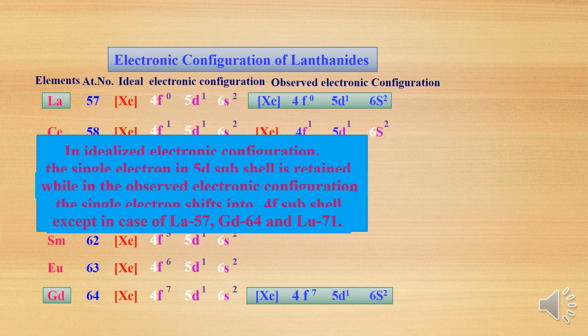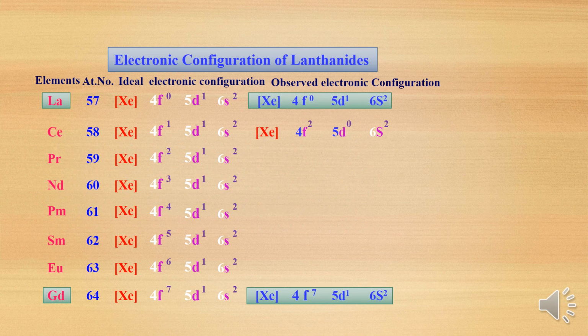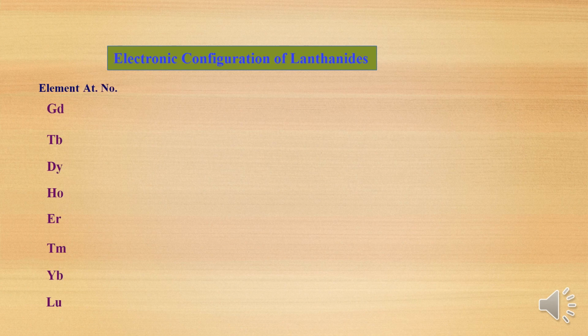In the remaining cases, the electron shifts to 4f. You can observe here atomic number 58, cerium: one electron is shifted to 4f. Then from atomic number 59, there also the 5d electron shifts to 4f. Same way for the remaining elements, atomic numbers 60, 61, 62 and 63. Now go for the remaining elements, atomic number 64 to 71.